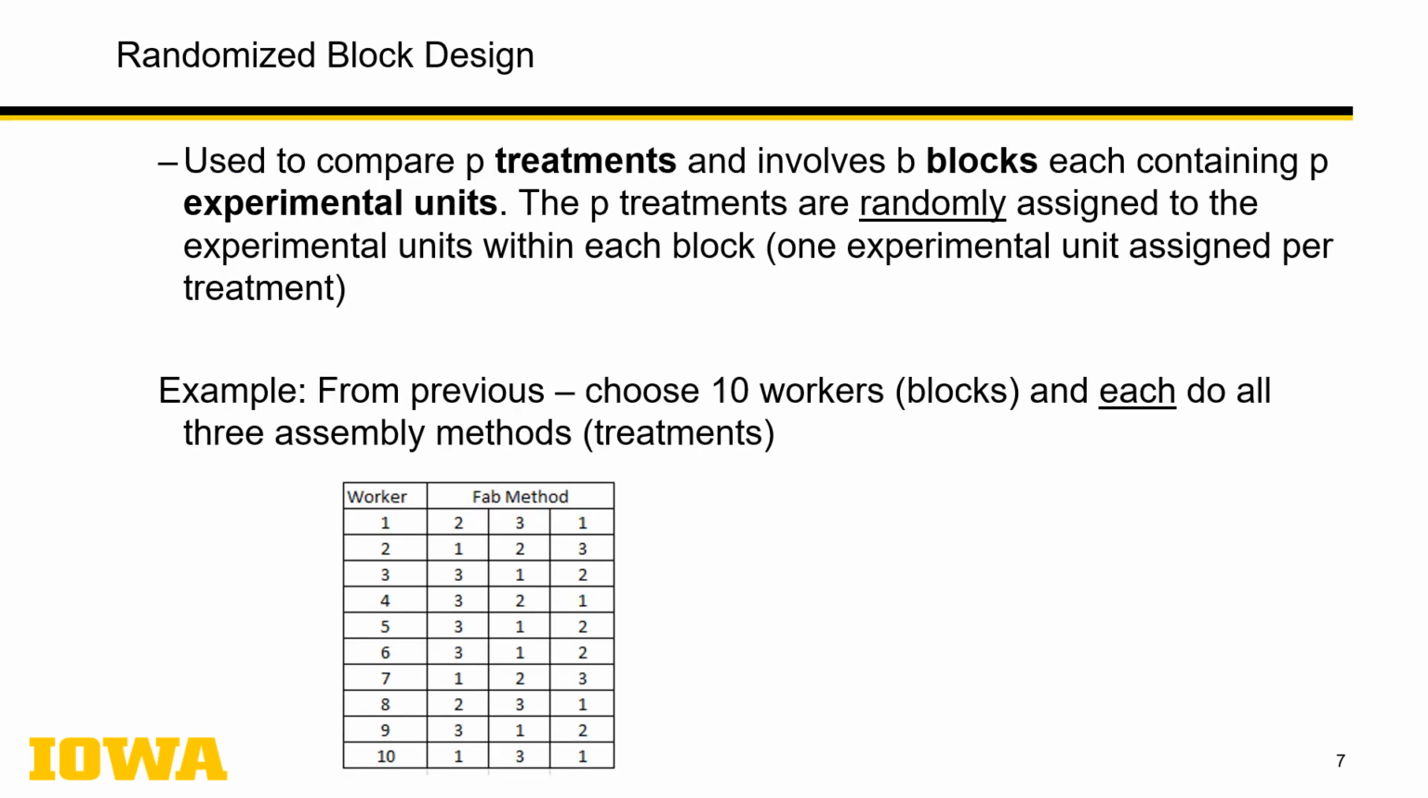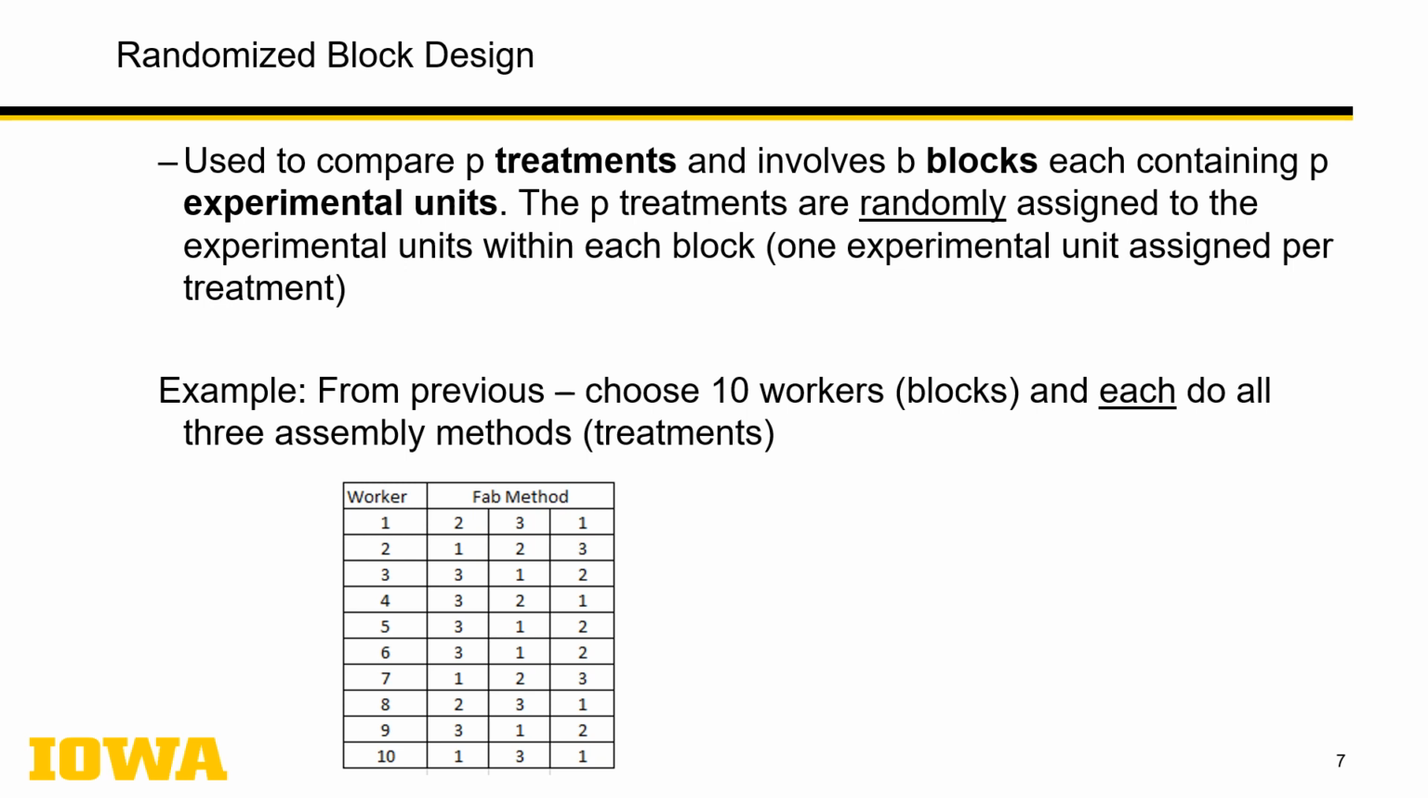Okay, more on the randomized block design. To state it as concisely as possible, but admittedly a bit confusing, you're going to compare P treatments. In this case, 3 different fabrication methods. So P is 3, and involves B blocks. In this case, 10 workers, each containing P experimental units. And the P treatments are randomly assigned to the experimental units within each block.